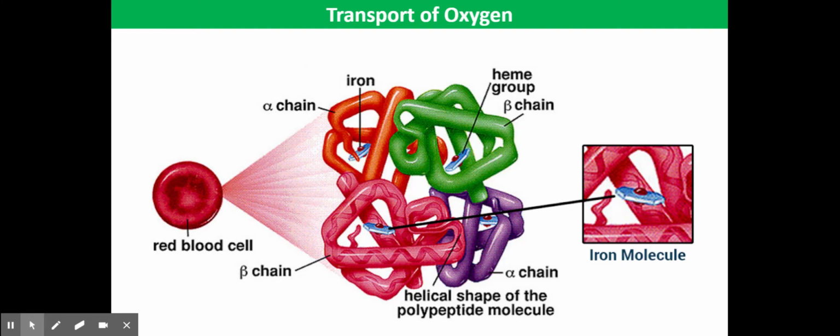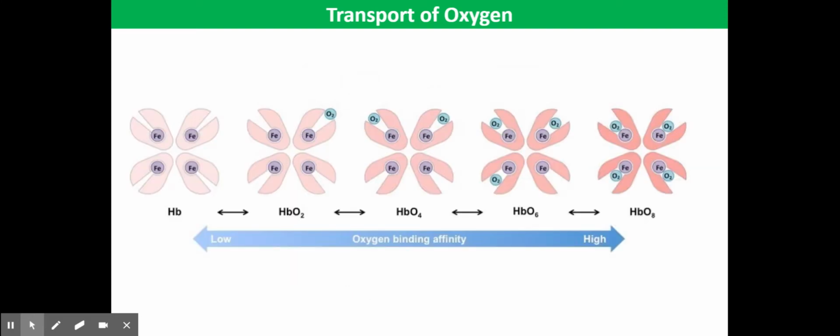As each heme group can hold just one oxygen molecule, each hemoglobin molecule can carry 4 oxygen molecules. It has been calculated that there are about 280 million molecules of hemoglobin in each and every red blood cell. So a red blood cell can carry over 1 billion oxygen molecules.